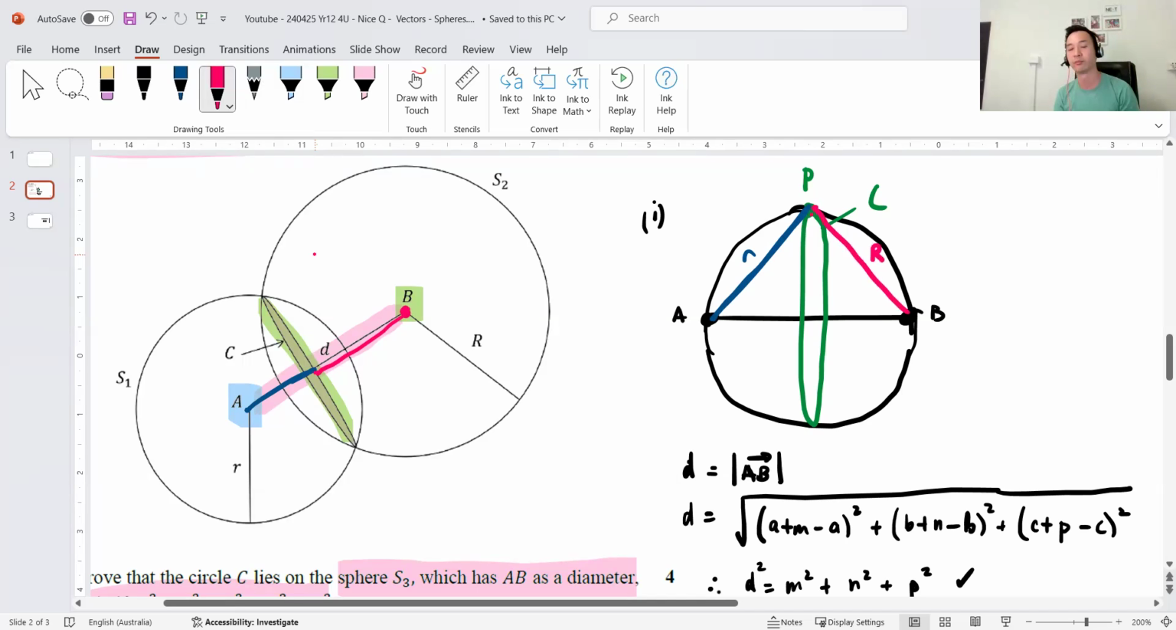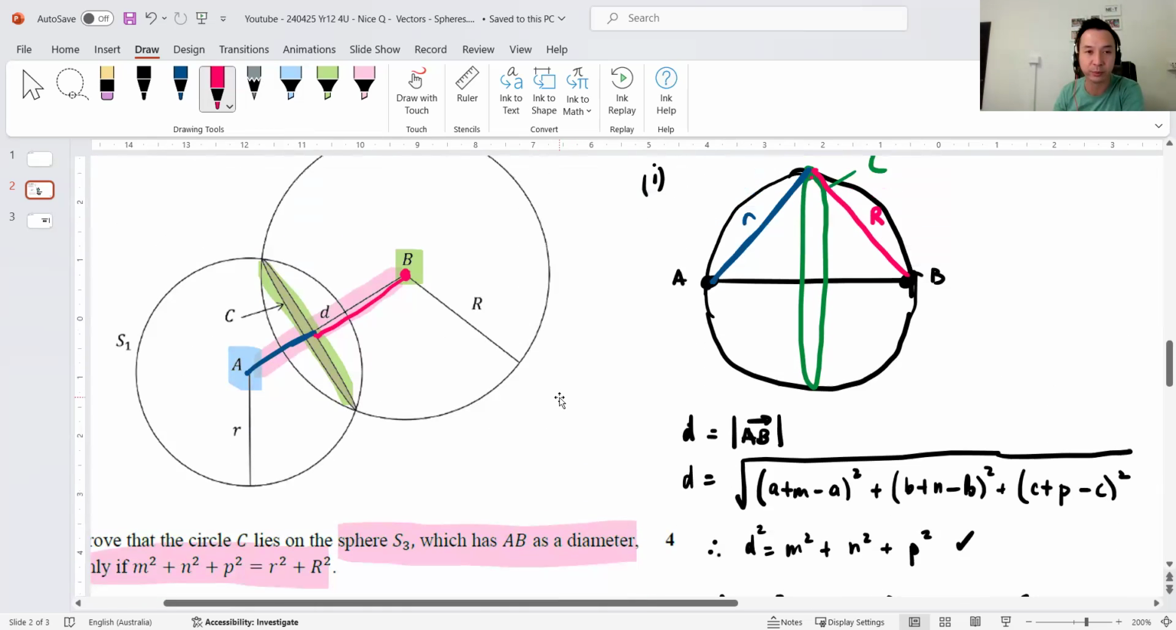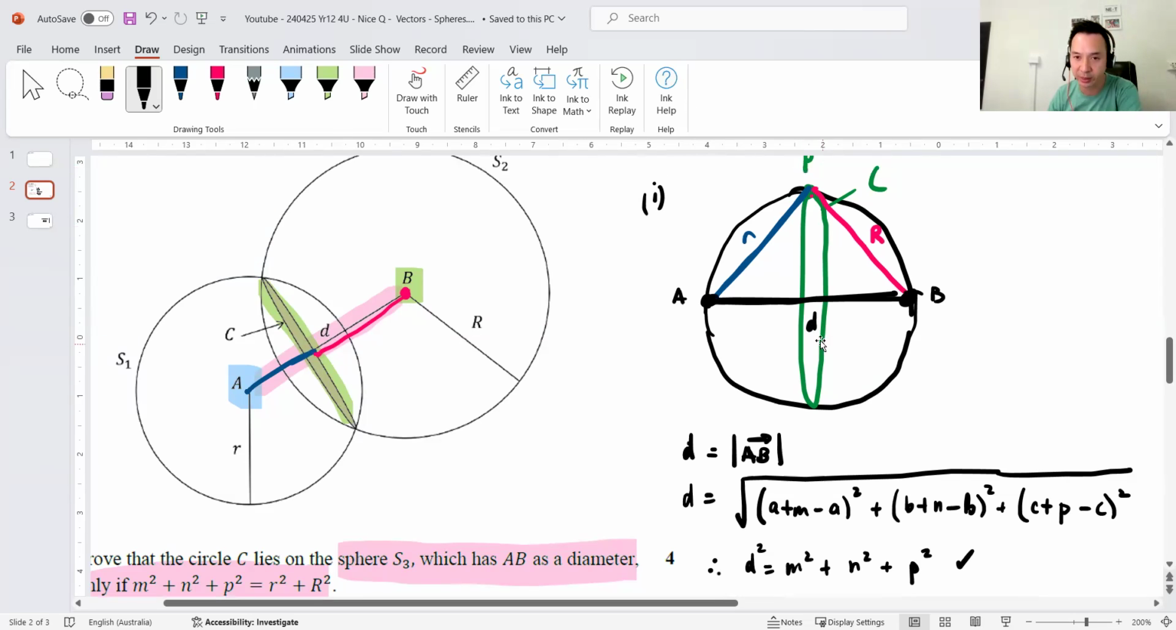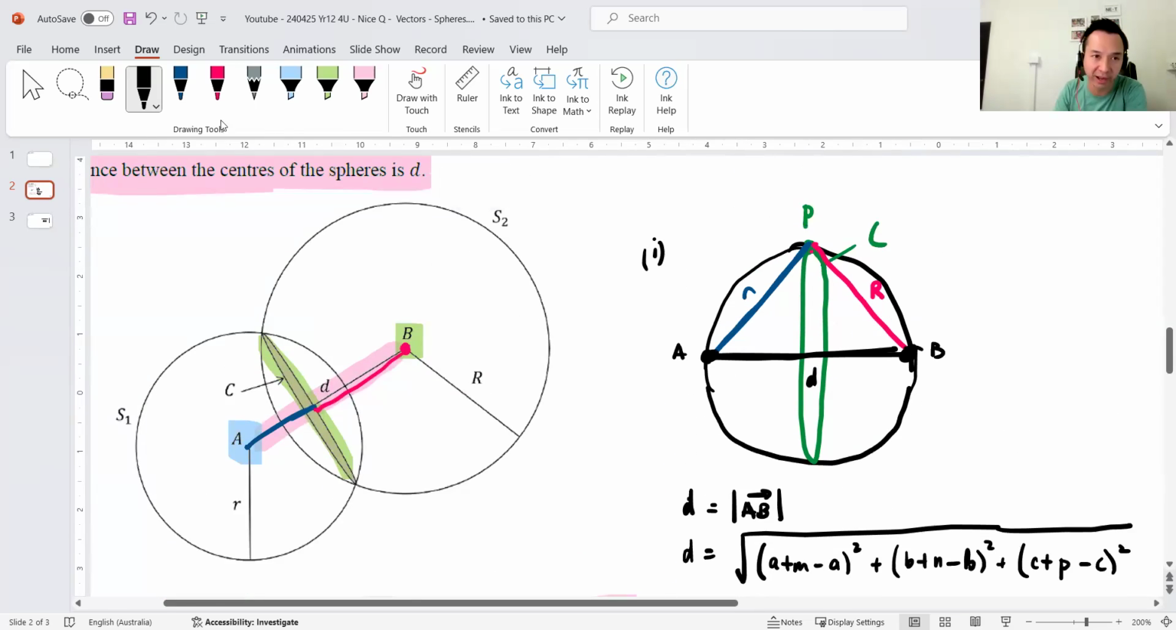That's capital R, right? And right now, I've been given that d squared, which is this side here, this is d, right? AB here is d. And I've just proven that d squared equals r squared plus R squared, right? Yeah. So therefore, what that implies is that it's a right angle over here, right? Why is that super important? If that's a right angle, then I can demonstrate that this is a sphere, right? Because there's a right angle subtended on the circumference, right?